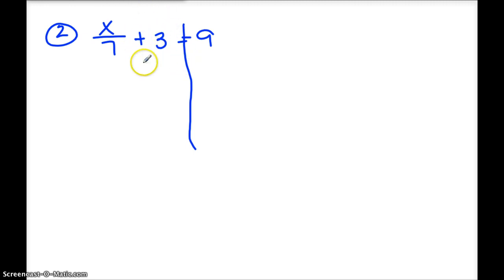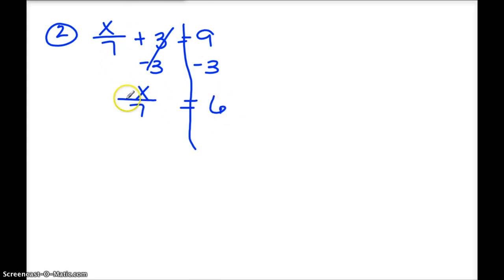Okay, let's say we have x over 7 plus 3 equals 9. Okay, so remember, what was the first step that you needed to take? What's the first thing you need to get rid of? And that would be to get rid of the plus 3. So to do that, we're going to subtract 3 on each side. I am left with x over 7 equals, and 9 minus 3 is 6.